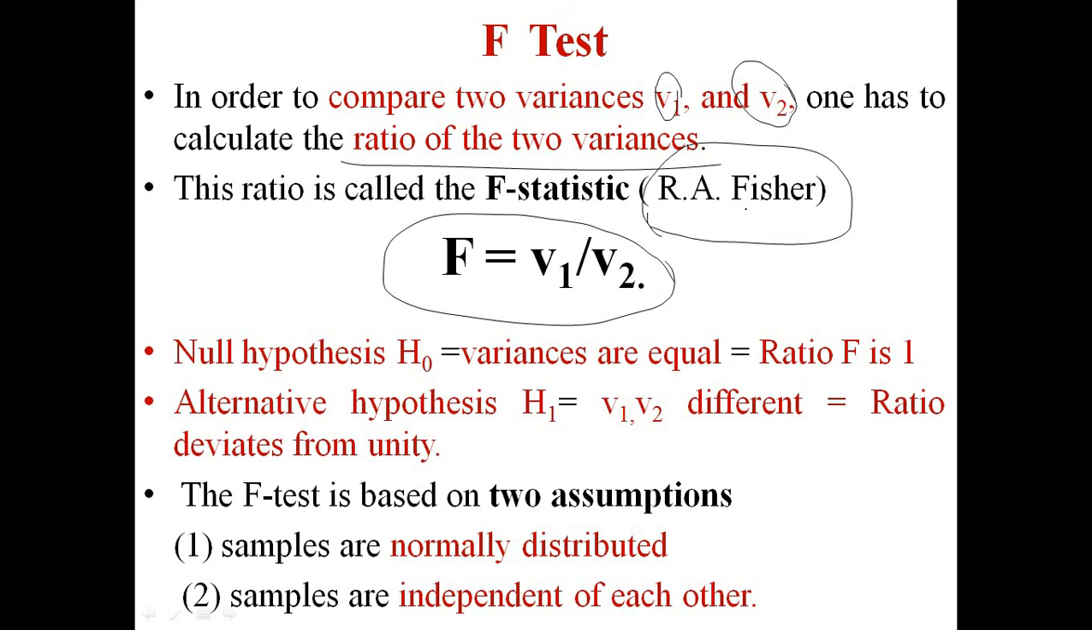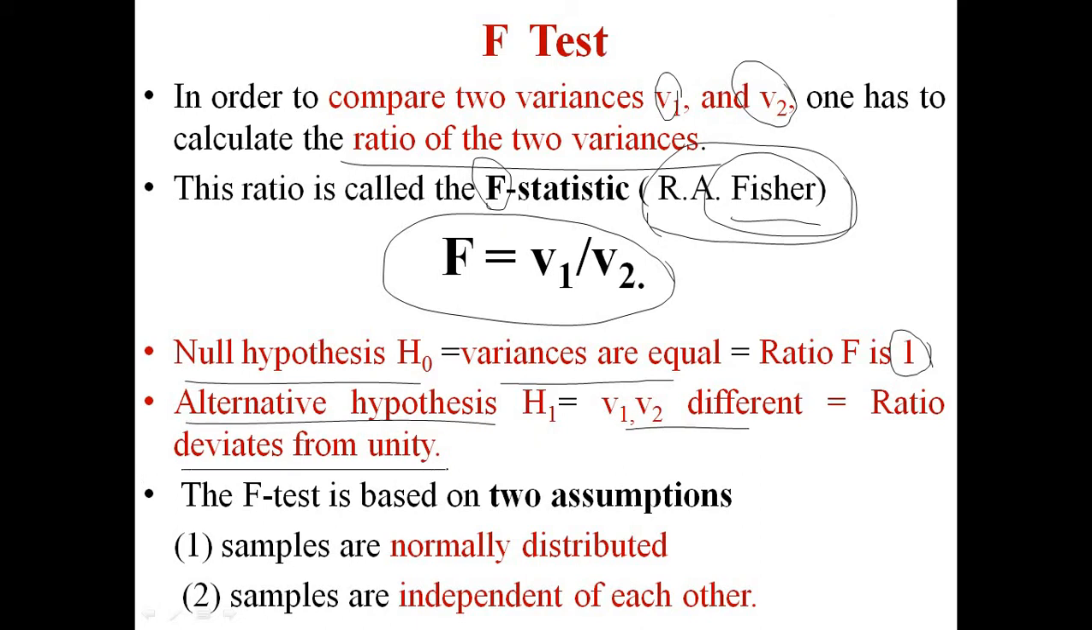You are familiar with this name, Fisher, from the design of experiments we have studied, where we came to know randomization, replication and local control. So the F name is given in memory of Fisher. Again here the null hypothesis is that variances are equal, so V1 and V2 are equal and thus the ratio is 1. In the alternative hypothesis they are different, so the ratio deviates from unity.